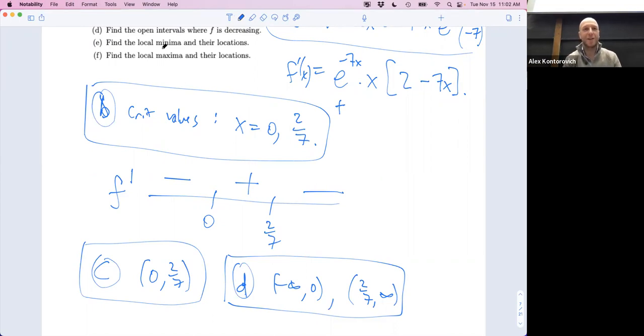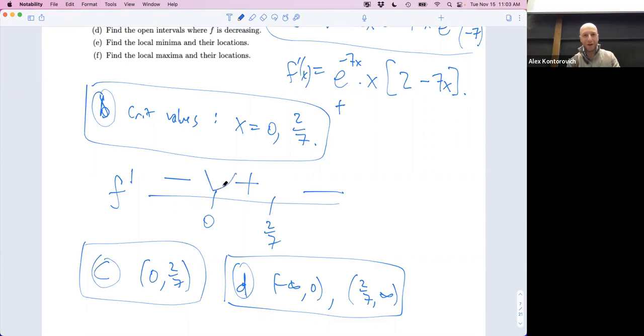Find the local minima and their locations. Find the local maxima and their locations. Okay. I would read local minima and local maxima here as asking, what is the local minimum value? Not just the location of the local minima, which is the x value, but the local minima itself. Again, the English language is so fraught with imprecisions in ways that mathematics is not allowed to be. So which is it? All right, fine, whatever.